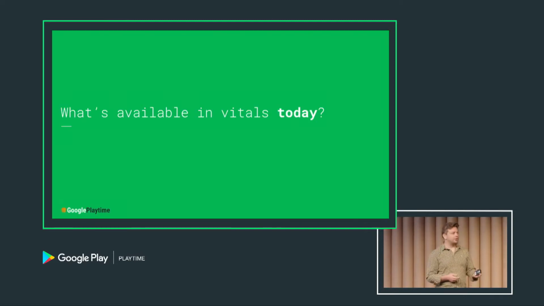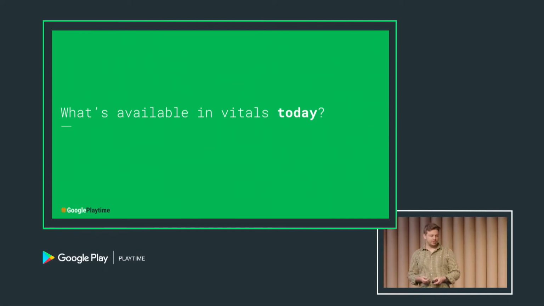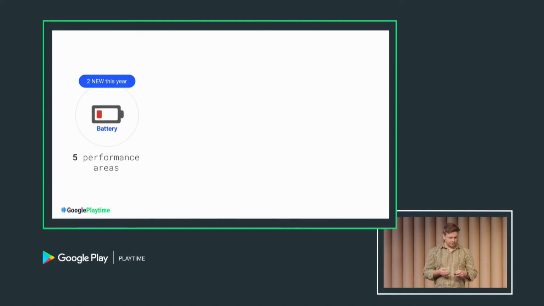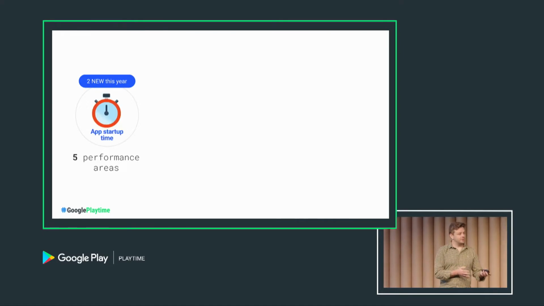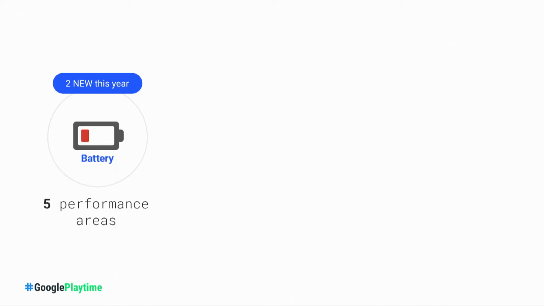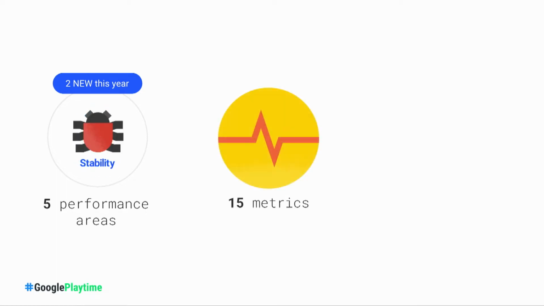So I just want to do a quick overview of what's in Vitals today and a few things that we launched recently, and then I'll go into a bit more detail about what we're launching today. So Android Vitals is split into 5 different performance areas. We have stability, battery, rendering, and then since Google I/O, we added app startup time and also permissions. Within those 5 performance areas, we have 15 different metrics for you.